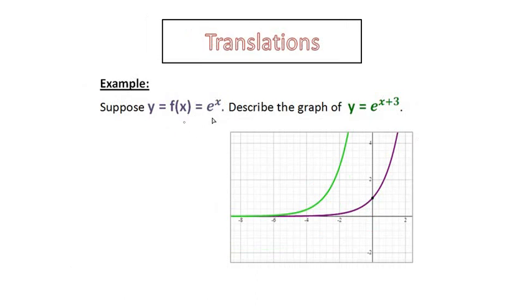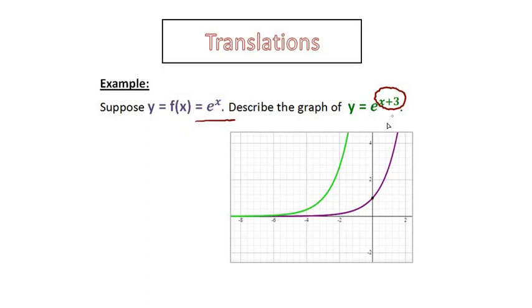Now, what about this example? The parent function is the same, e to the power of x. Describe the graph of y equals e to the power of x plus 3, where the 3 is added to the exponent. Here we changed the value of x, not the whole function. We didn't add 3 to the whole function. We added 3 just to x. So this is a horizontal shift.